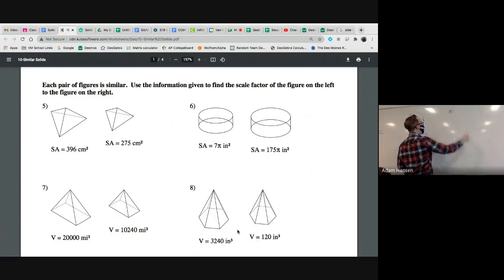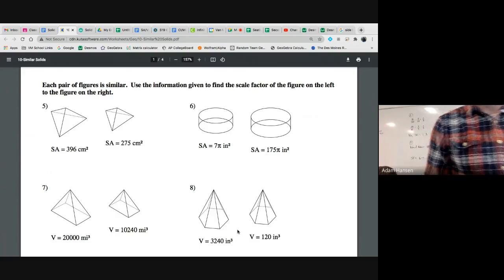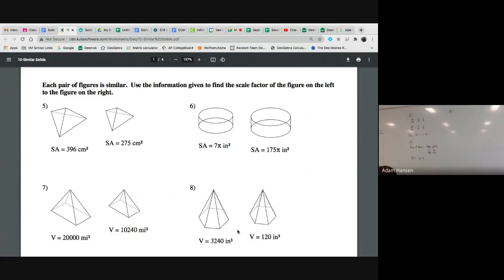I have another one I wanted to do from this page. Then we'll hook over to the back. What's different about number 8 versus number 5 that you just did? It is in volume. What else is different about what's been given? It gave us the volume and not the surface area.